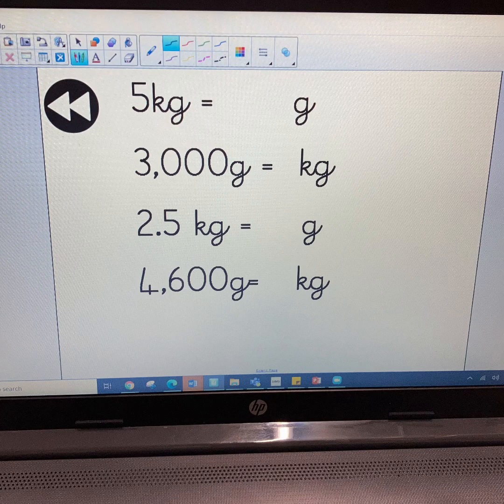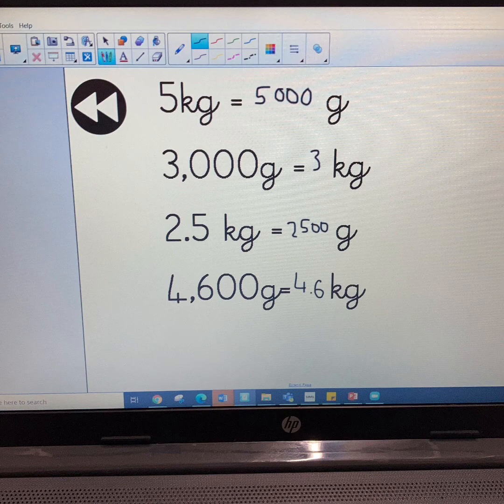Okay then, write the date, write fluency first or rewind, and we are going to start off with what we did yesterday. So can you convert these measurements from kilograms to grams or grams to kilograms? Off we go. Remember, what does kilo mean? So how many grams in a kilogram? Okay then, so hopefully you can remember that kilo meant 1,000, so there's 1,000 grams in a kilogram.